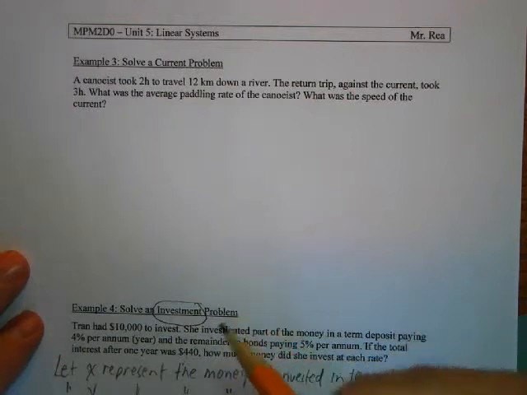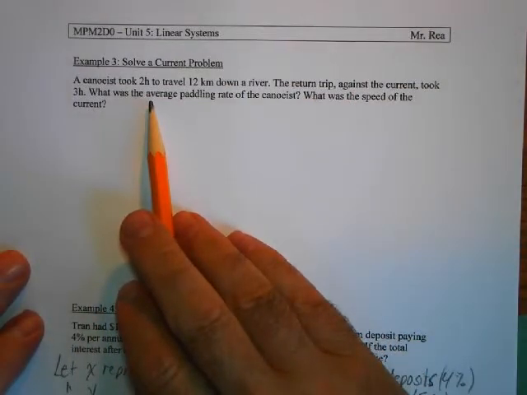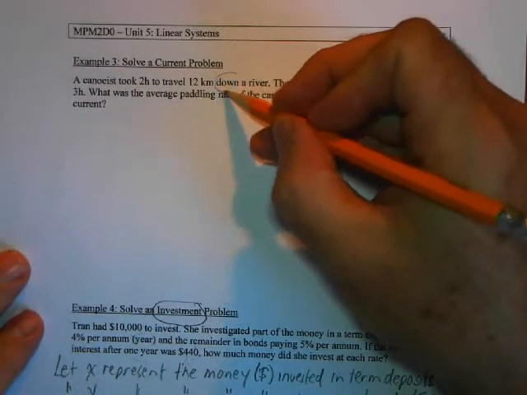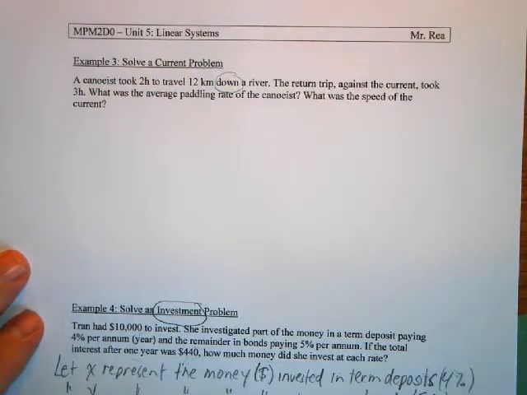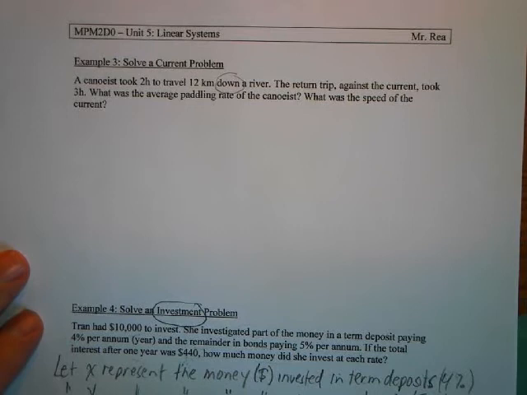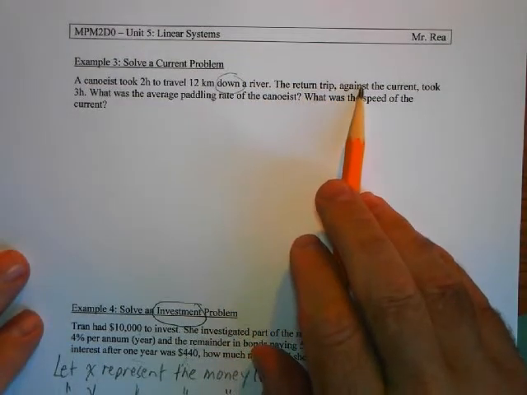Okay, so let's just read this. A canoeist took 2 hours to travel 12 kilometers down a river. And the word down is actually very important. Down a river means you're going downstream, which means the current is pushing you. It's helping you. The return trip against the current, so this is upstream, took 3 hours.